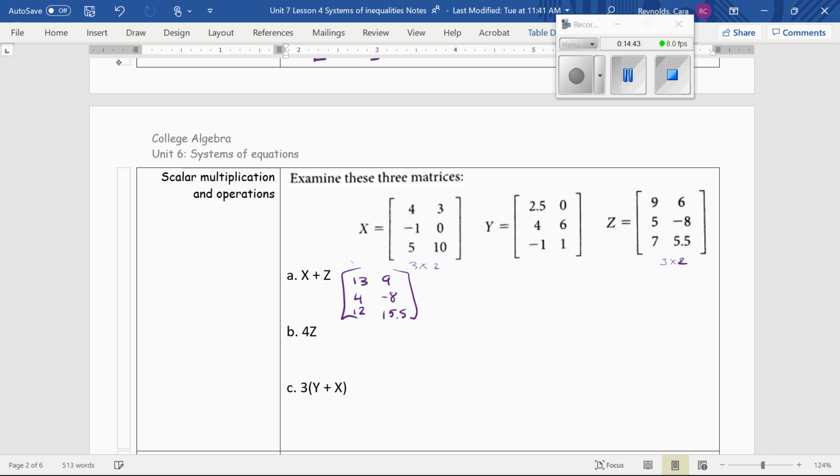gets you your answer. These numbers on the outside are scalar multiplication, which is just distributing through. So everything in Z should multiply by 4 to get your answer.